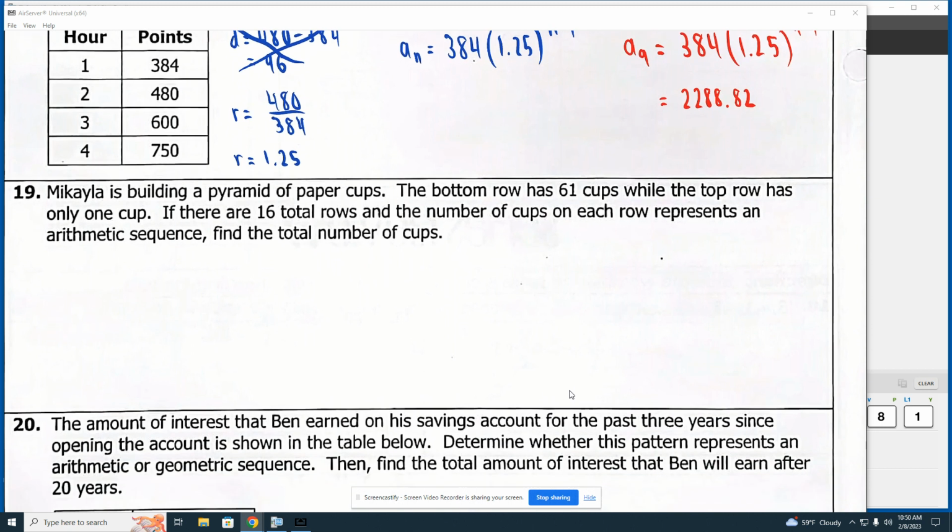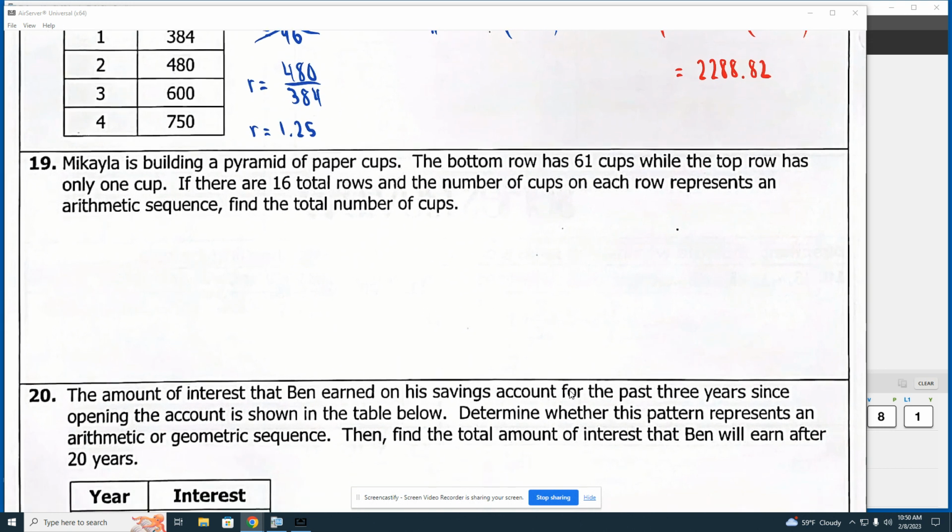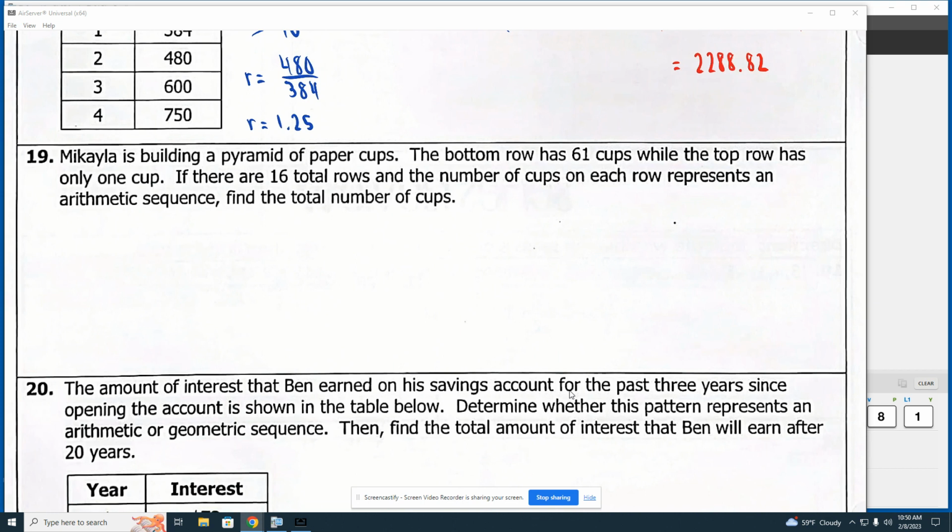All right, look at this, number 19. This one doesn't give me a chart. All right, so I have to pay attention to what this problem is telling me. Michaela is building a pyramid of paper cups. Y'all know what a pyramid looks like, right? That's a pyramid. The bottom row has 61 cups in it. So this bottom row right here has 61 cups.